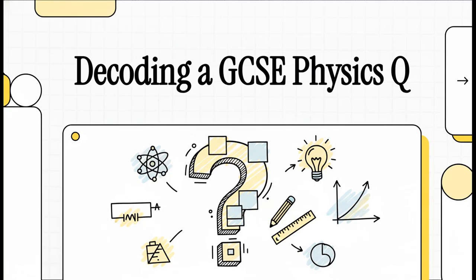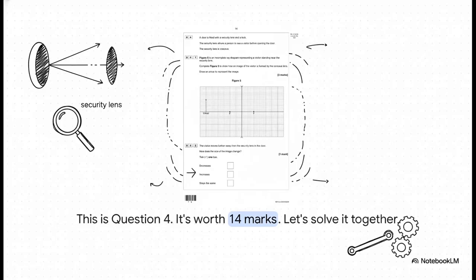You know those big, beefy exam questions? The ones worth a ton of marks that can make or break your grade? Well, they might look a little scary, but they're actually a massive opportunity to rack up points. Today, we're going to take one of those, a 14-mark GCSE Physics question, and pull it apart piece by piece so you know exactly how to ace it. Okay, let's get right into it.